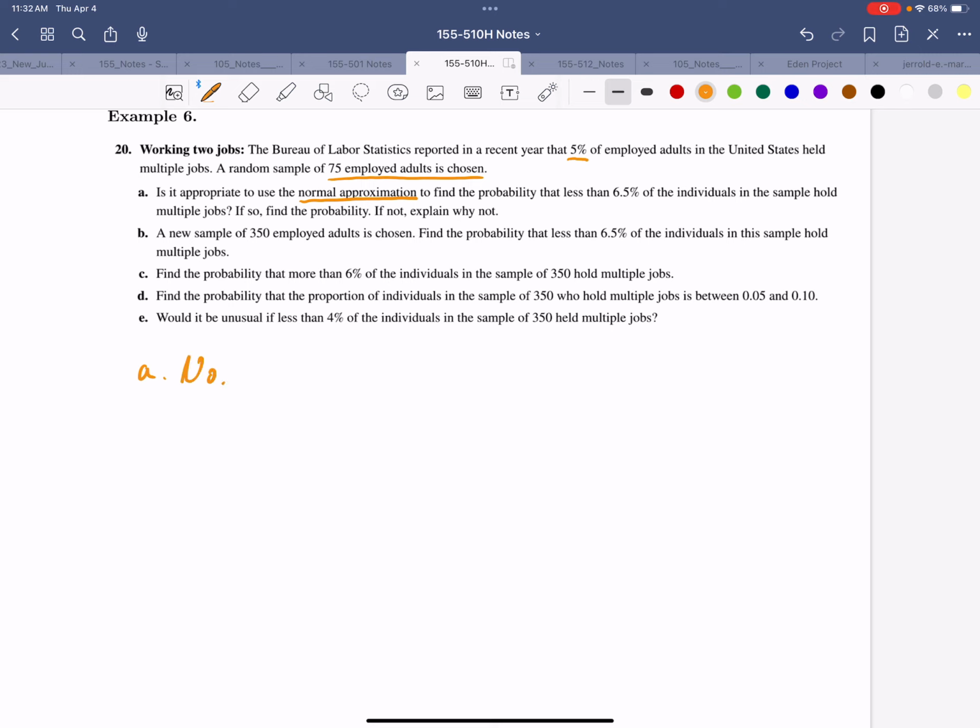The answer is no. Pause the video and think about why. The reason is, by the central limit theorem for proportions, we need both np to be greater than or equal to 10 and n times 1 minus p to be greater than or equal to 10 to use an approximate normal distribution.